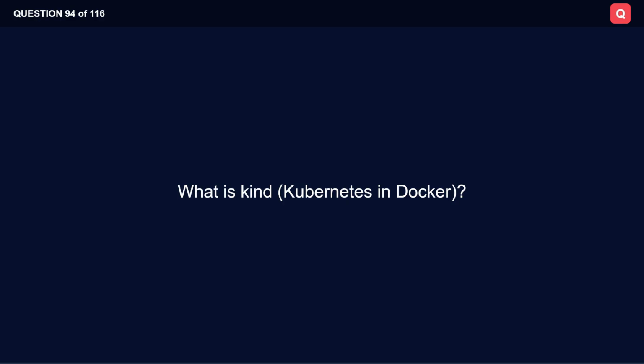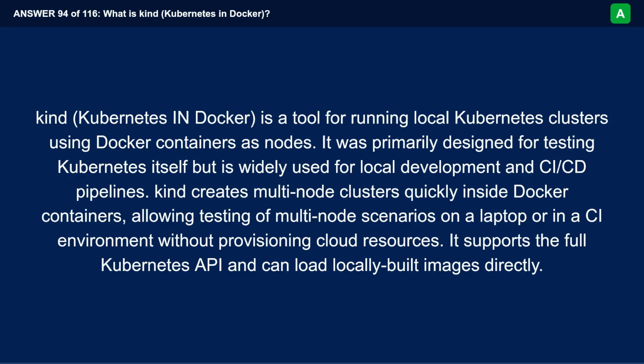What is Kind, Kubernetes in Docker? Kind is a tool for running local Kubernetes clusters using Docker containers as nodes. It was primarily designed for testing Kubernetes itself, but is widely used for local development and CI/CD pipelines. Kind creates multi-node clusters quickly inside Docker containers, allowing testing of multi-node scenarios on a laptop or in a CI environment without provisioning cloud resources. It supports the full Kubernetes API and can load locally built images directly.